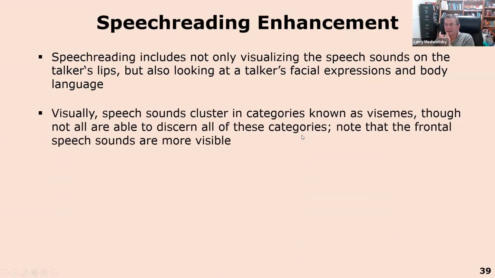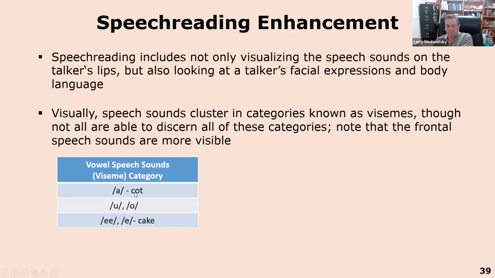Visually, the speech sounds cluster in categories. You cannot see every sound that's produced. There are 40 speech sounds in English that you'll be able to perceive if you have normal hearing. Visually, many of these speech sounds cannot be discriminated from others. They're in what's called a visemic category.